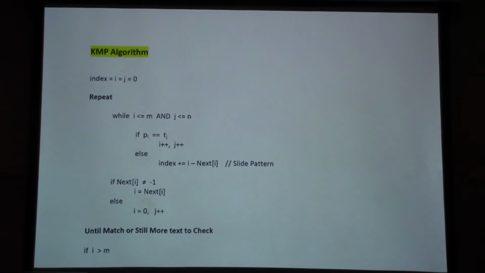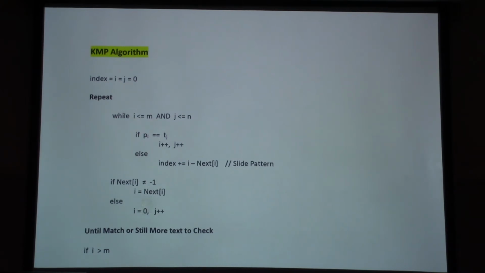Minus 1 indicates that we're definitely going to position 0 again on the pattern, but we're going to move to the next location on the text, j plus 1. So for example, let's say pattern index 5 mismatches text index 100. The next table says minus 1. We're going to go to index 0 on the pattern and text index 101.